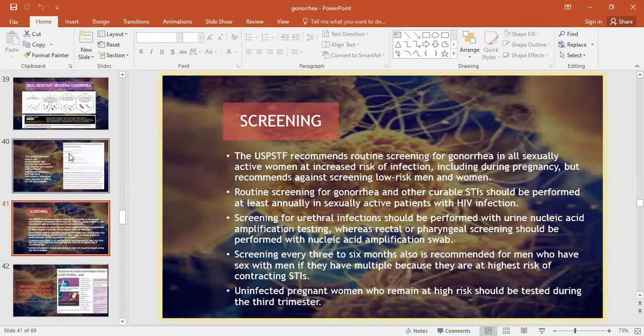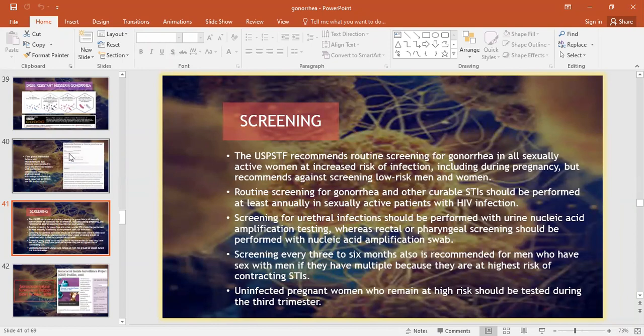Screening. The US Preventive Services Task Force recommends routine screening for gonorrhea in all sexually active women at increased risk of infection, including during pregnancy, but recommends against screening low-risk men and women. Routine screening for gonorrhea and other curable STIs should be performed at least annually in sexually active patients with HIV infection. Screening for urethral infections should be performed with urine nucleic acid amplification testing, whereas rectal or pharyngeal screening should be performed with nucleic acid amplification swabs.